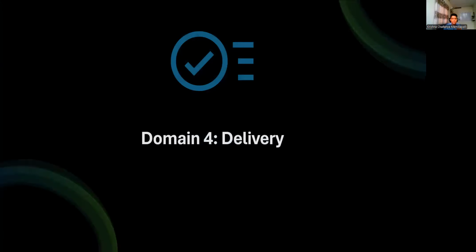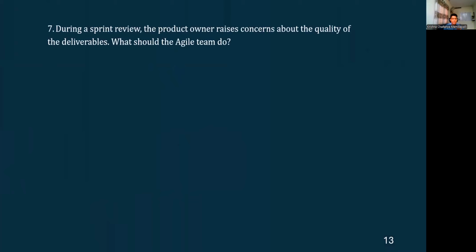Right? Let's move on to the next question that's related to domain delivery. And here is the question. During a sprint review, the product owner raises concerns about the quality of the deliverables. What should the agile team do? Okay, so if we look at the keywords here, the one raising the concern in the sprint review is the product owner, not the stakeholder. The product owner is raising the concern, and it's about the quality of the deliverables. And who is supposed to take an action here? The agile team. So these are the keywords that should be underlined.